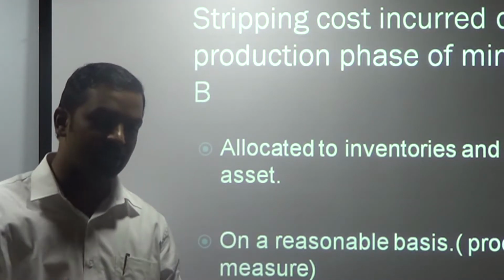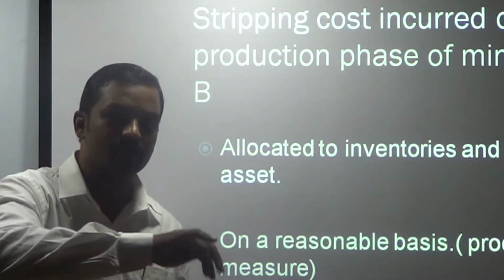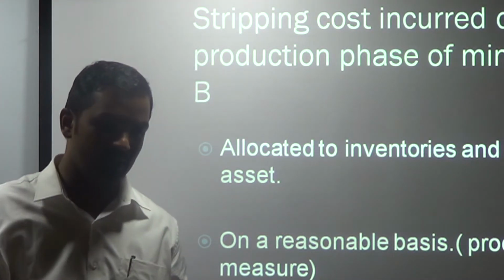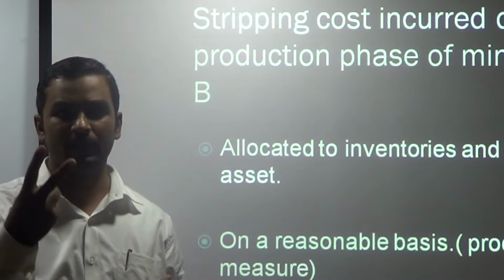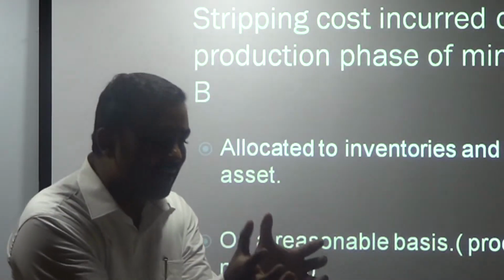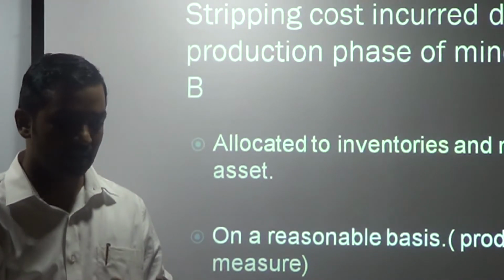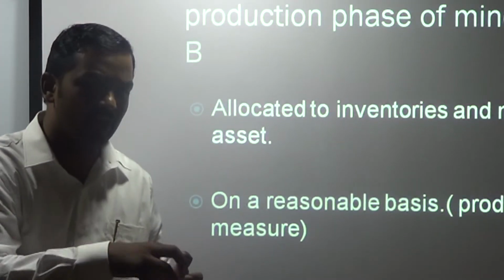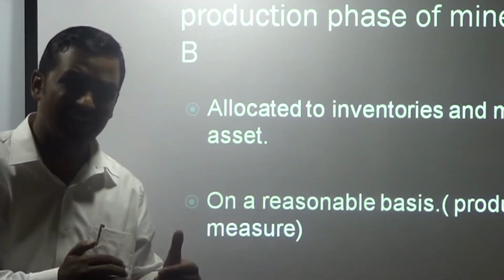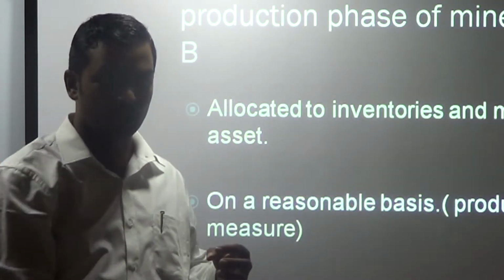Now commercial production, commercial extraction has already started. During the production phase you may again incur some stripping cost. That means you have to again remove some overburden. Now this cost is incurred for two purposes. One, during the stripping activity you may get some coal. Apart from that you may get some waste as well. Now the objective of this stripping activity during the production phase is to produce some coal, that is extract some coal, and also to get access to new deposits of coal.